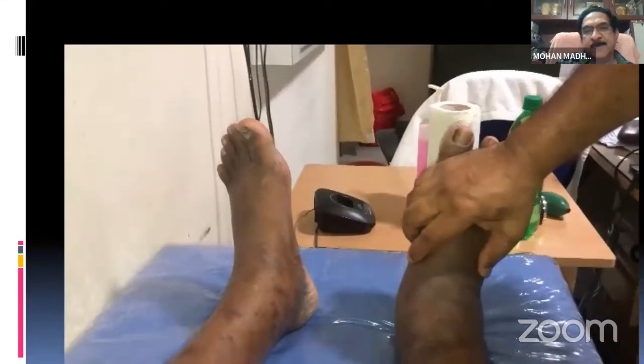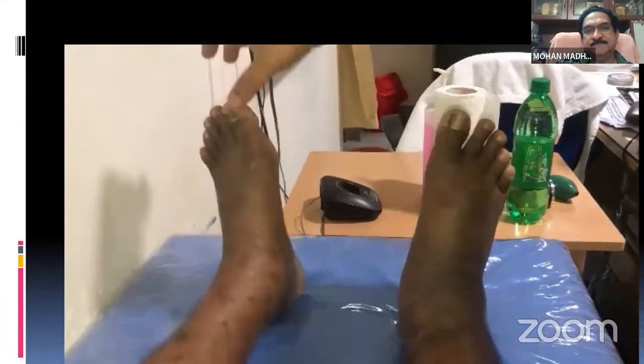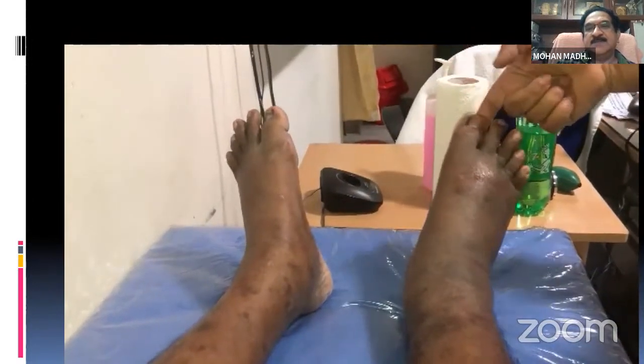Okay, more weak on the right side than the left. Plantar flexors are also mildly weak. Extensor hallucis longus is also weak.